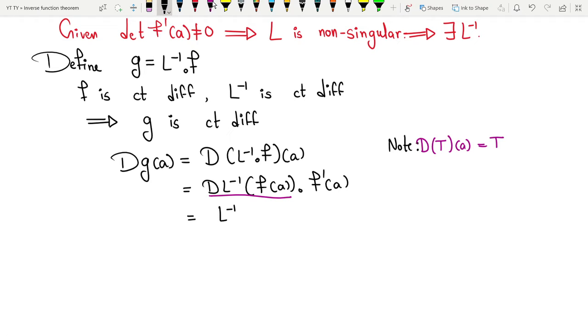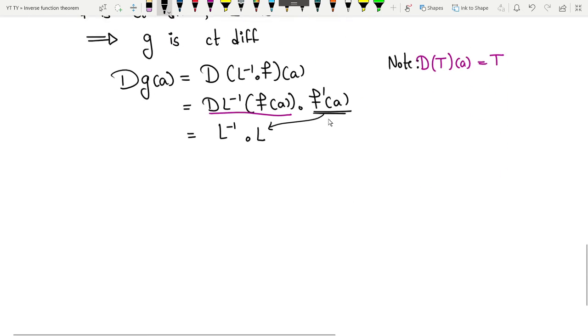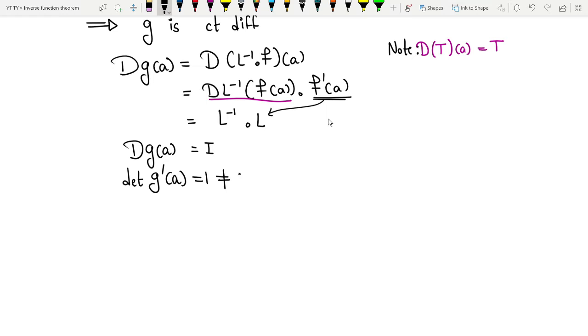Apart from that, we have considered this f dash of A as L only. So it is L inverse composite L. This is what we defined earlier: let L be the linear transformation f dash of A. So what I found is L inverse composite L, that is nothing but identity. So my dg of A is nothing but identity. So what is the determinant of this? The determinant of this derivative of g at A should be equal to 1, which is not 0.